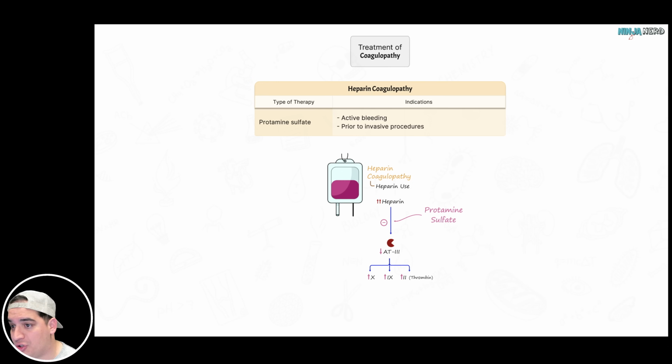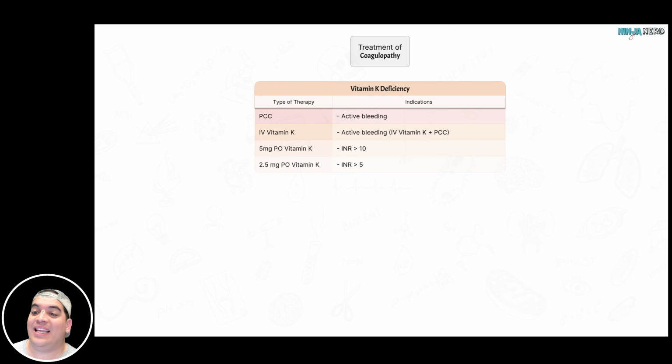We would actually watch their PTT to make sure that it's improving. Vitamin K deficiency is super high yield. I really need you to pay attention right now. If a patient comes in, they have an increased PT-INR on its own, or an increased PT-INR and PTT, and you have bleeding. And specifically, the most common one that you're going to be tested on is warfarin use.